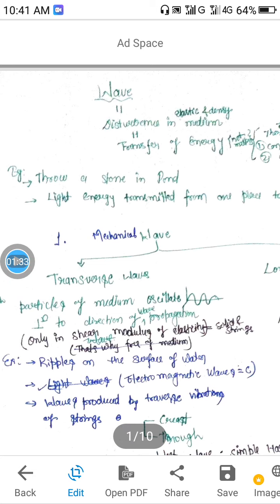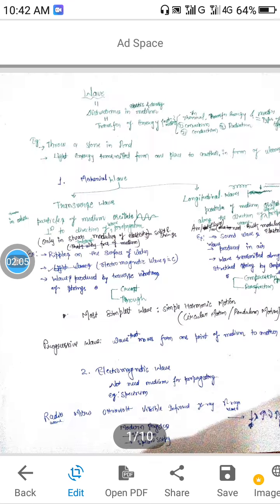But the question arises, which types of mediums? The mediums which have elasticity and inertia. If you disturb such a medium which has elasticity and inertia, you can generate a wave. Okay, we have generated a wave. But what is wave motion? Wave motion means a transfer of energy.